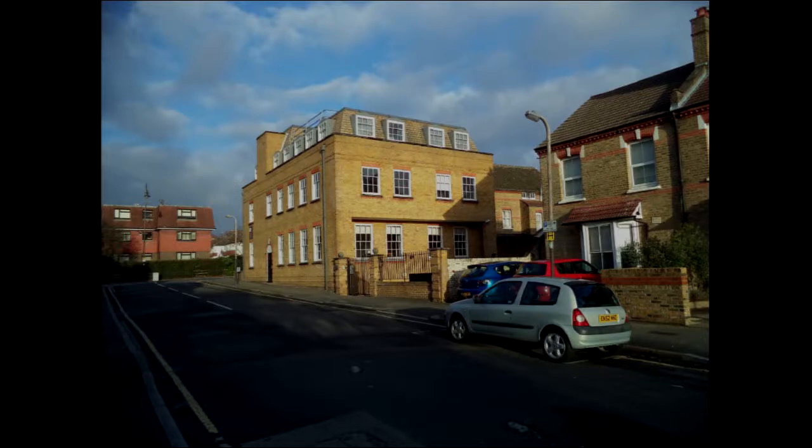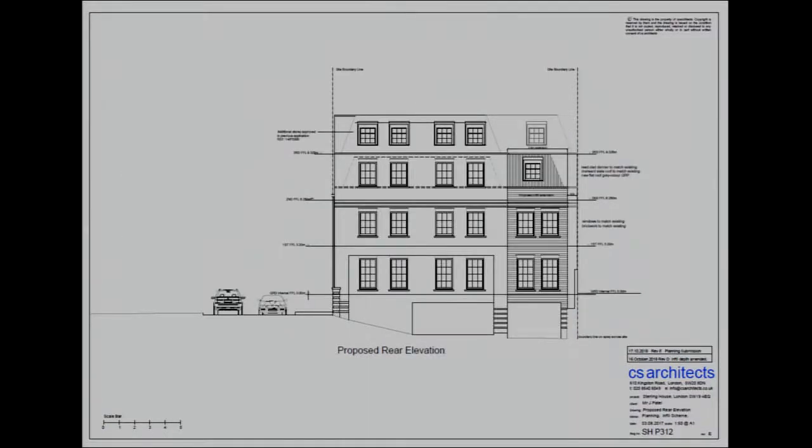So overall, Chair, the proposals considered satisfactorily be accommodated on site without causing harm to the neighbouring community and the character of the area. So I also recommend permission be granted. Thank you. Questions? Any questions?